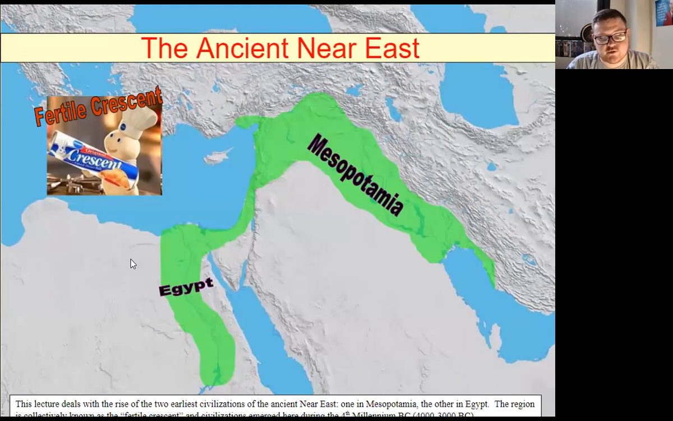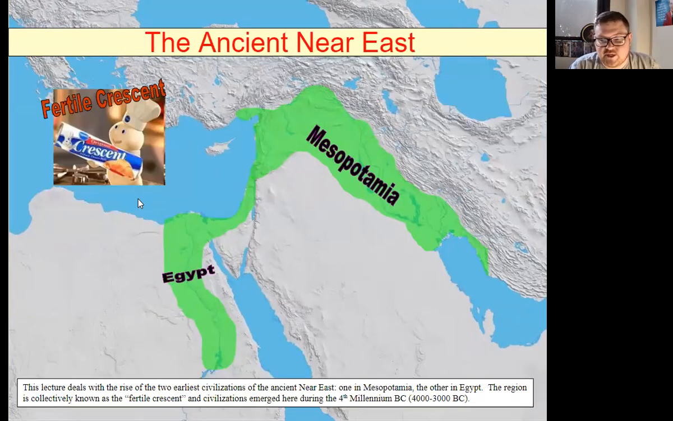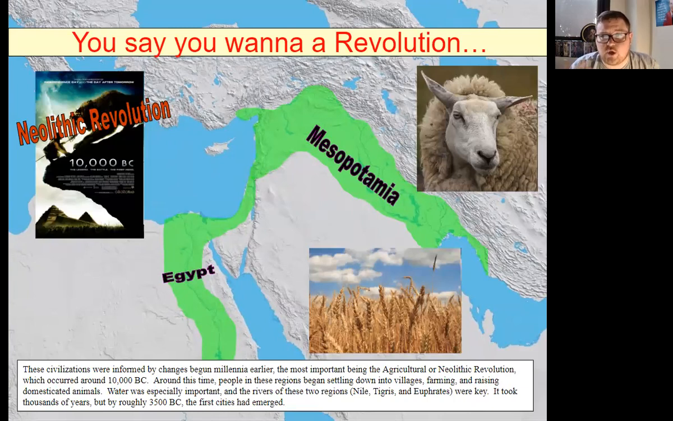Anyway, this lecture deals with the rise of the two earliest civilizations of the ancient Near East, one in Mesopotamia and the other in Egypt. The region is collectively known as the Fertile Crescent, and civilizations emerged here in the 4th millennium BC, which is 4000 to 3000 BC. So when you say you want a revolution, right, we have the Neolithic Revolution. These civilizations were formed by changes that began a millennia earlier, the most important being the agricultural or the Neolithic Revolution, which occurred around 10,000 BC.